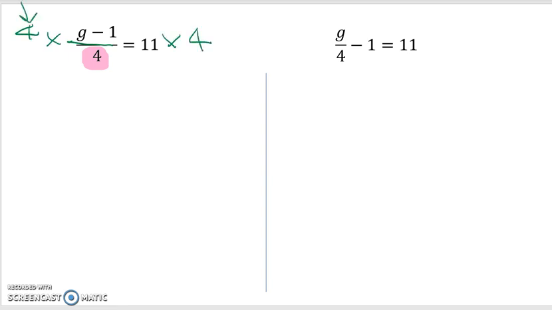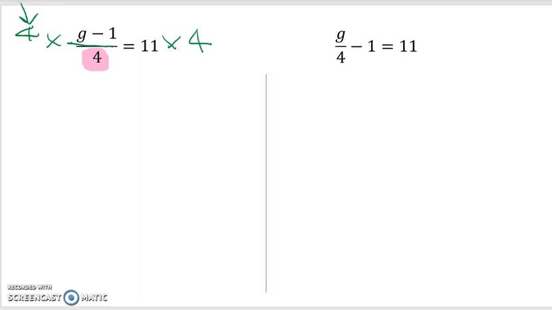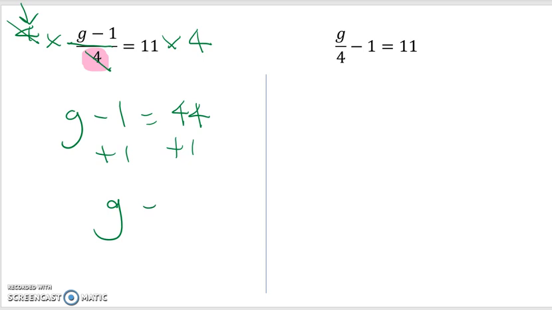I want it in the numerator so that we can see that this 4 in the denominator will cancel with this 4 in the numerator, because they both can be divided by 4, leaving imaginary ones. So we're left with g minus 1 on this side equals 44, because 11 times 4 is 44. And I'm going to reverse the minus 1 by adding 1, so I'm left with g equals 45.